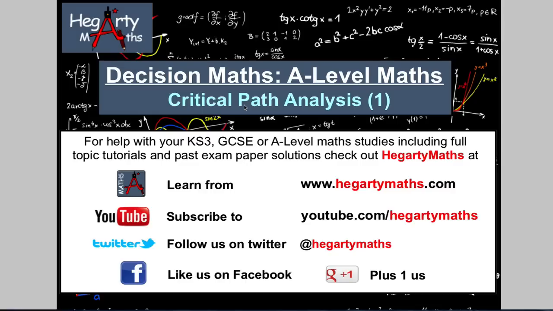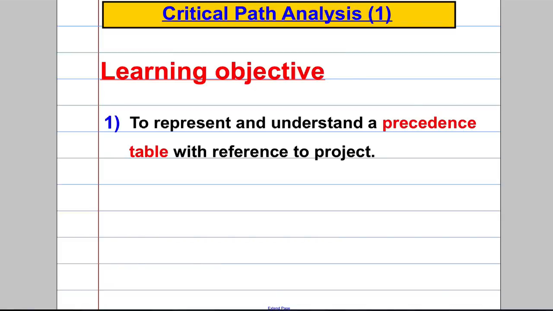It's Mr. Hegarty here and we're doing a decision maths video for A-level maths and it's on critical path analysis, the first video on that. Okay, so what I'd like us to talk about in this video is the following. I'd like a little introduction to what critical path analysis is all about, the big picture, just briefly, and then I'd like to introduce you to something called a precedence table so that you could represent a project via a precedence table and understand what a precedence table is actually saying.